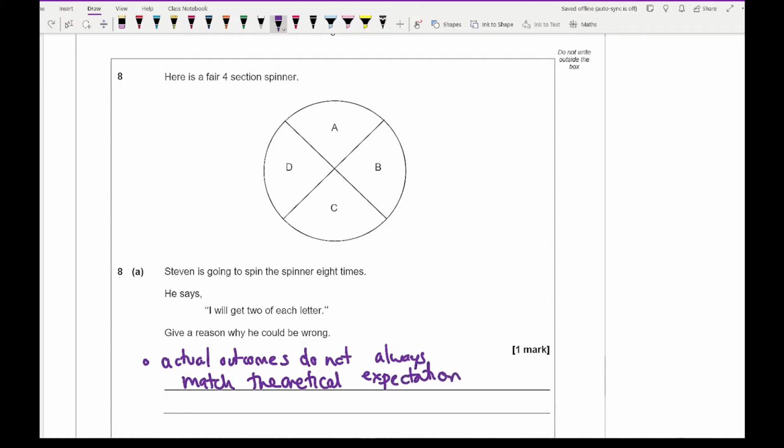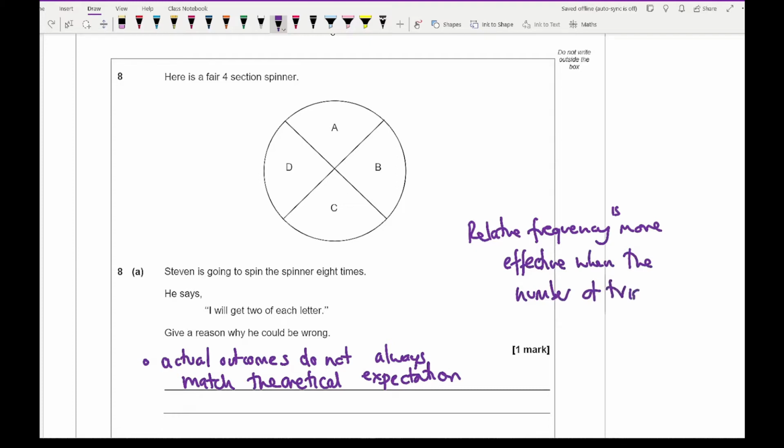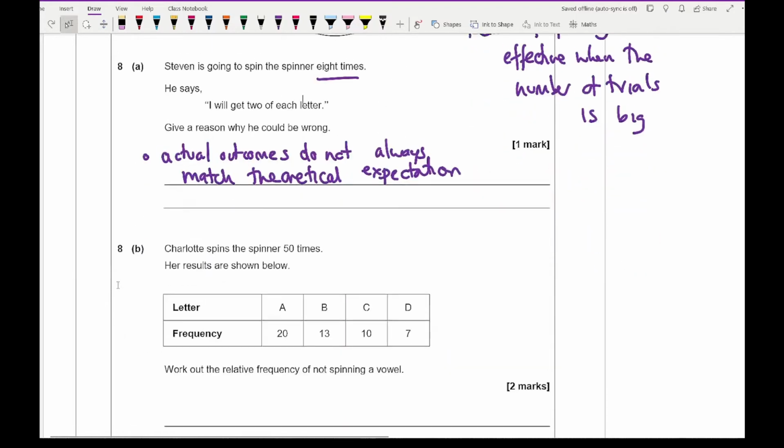And you could also say something along the lines of that relative frequency only becomes more effective when the number of trials is big, in which here we've spun it 8 times, so it's going to be really difficult to say, but the more times you spin it, the more likely you're going to get an even number of each of those particular letters. So something along those lines would be absolutely fine, but as long as your answer is hovering around any of the 2 things I've mentioned, then that would be absolutely fine.